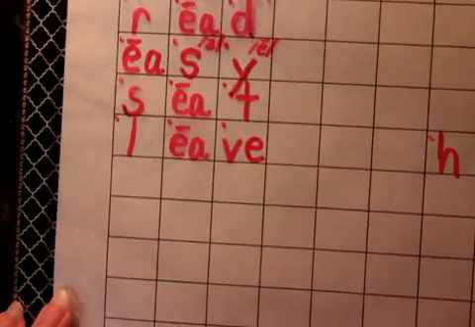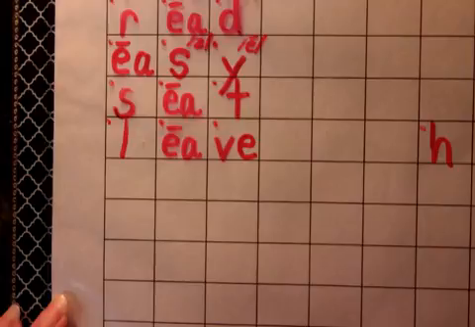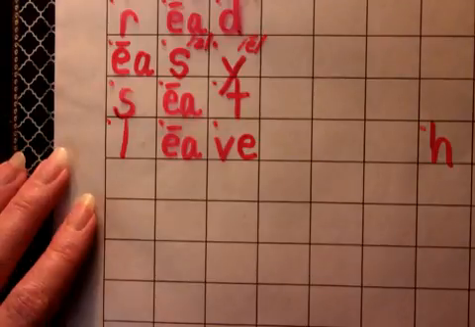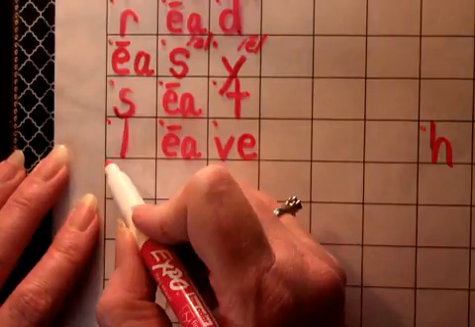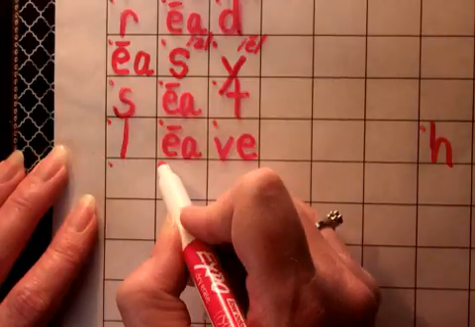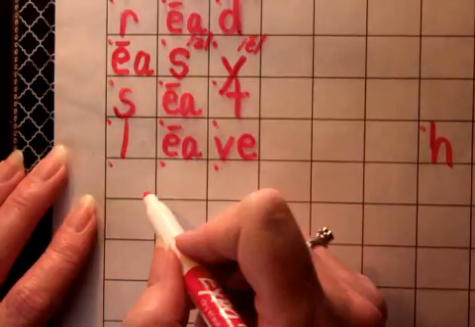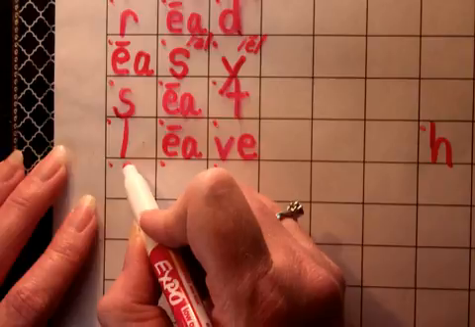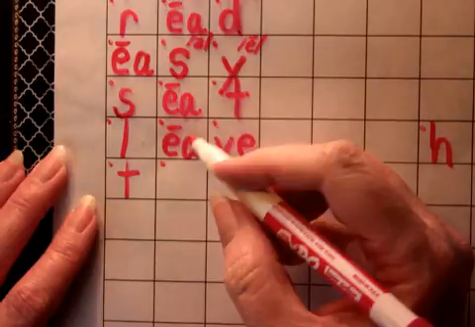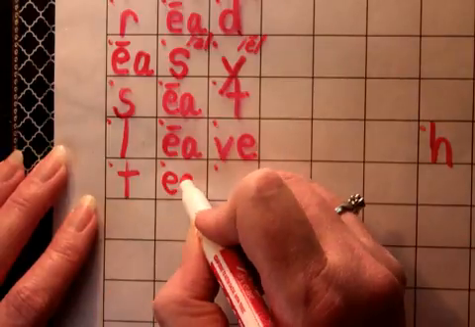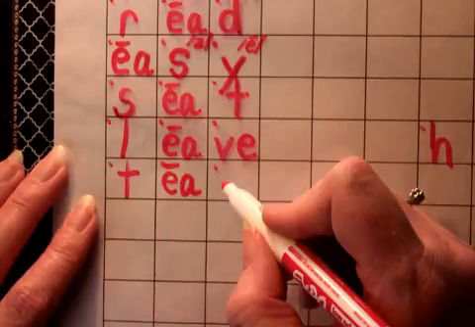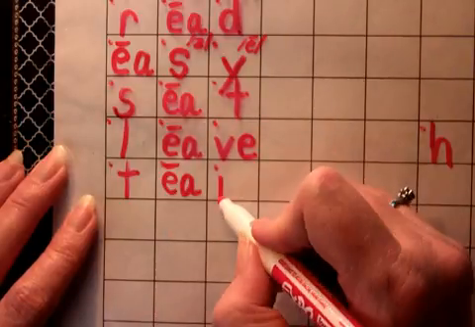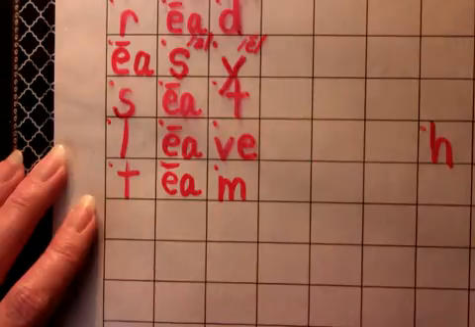The next word's going to be team. I played on a baseball team. Let's sound it out. T, E, M. The first sound is T. E is the E, A. My lips are closed. It's the M. Team.